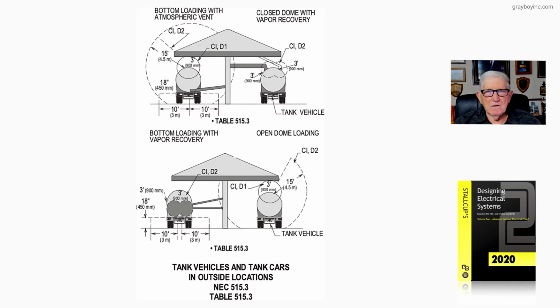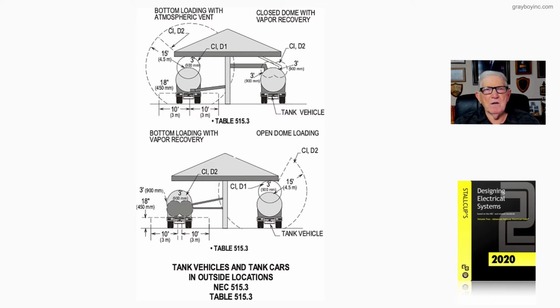Now let's take a look at this figure 21-52, and we're dealing with tank vehicles and tank cars. They're located outside, in outside locations, in accordance with NEC 515.3 as well as the table 515.3 where we get these dimensions. But let's take a look at the top illustration there.